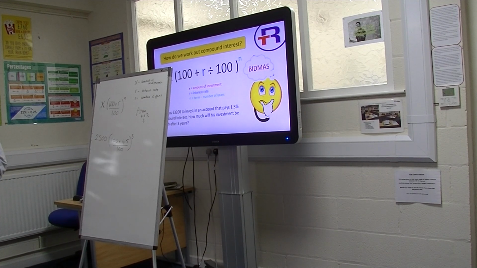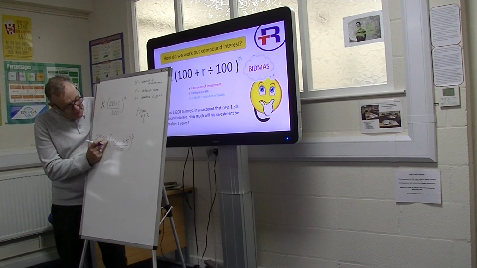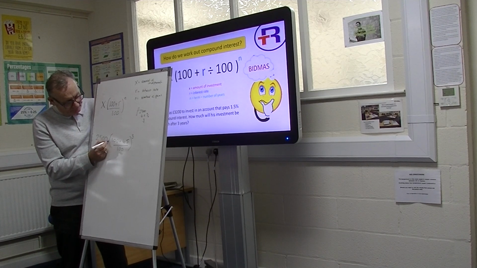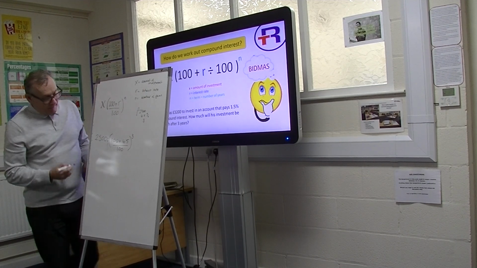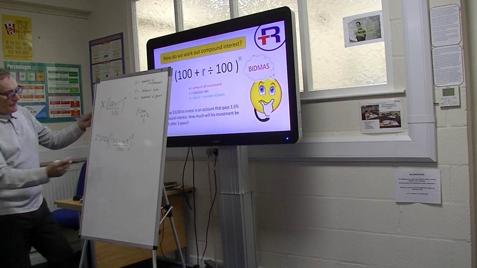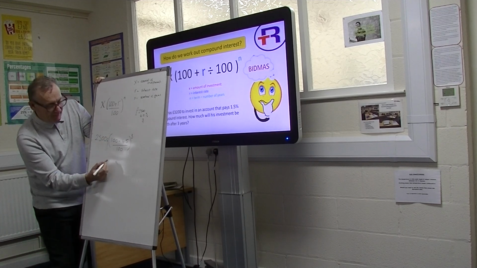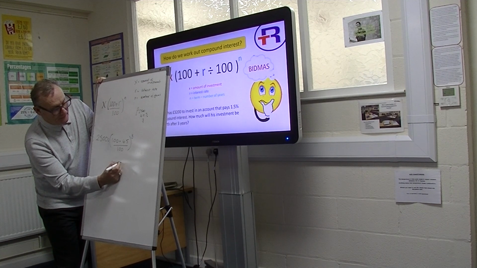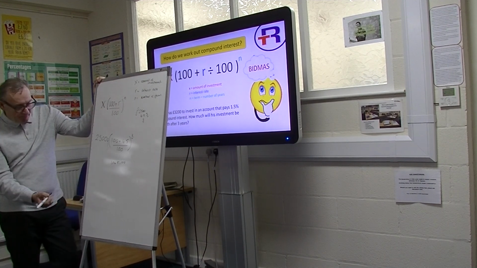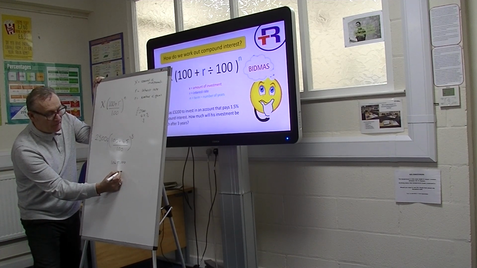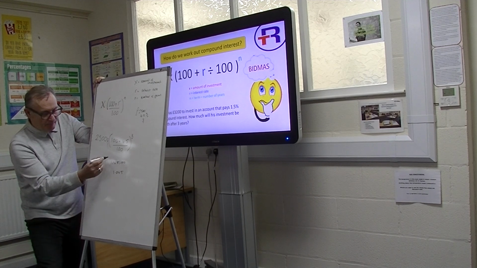That's what we've got. So we apply our little BIDMAS rule, but what we've got to remember is that between the 2,500 and this bracket, we have a times sign. So we start doing the BIDMAS, and the BIDMAS is the bracket first. 100 plus 4.5 divided by 100. So that's 104.5 divided by 100. 1.045. That's the answer to the bracket.